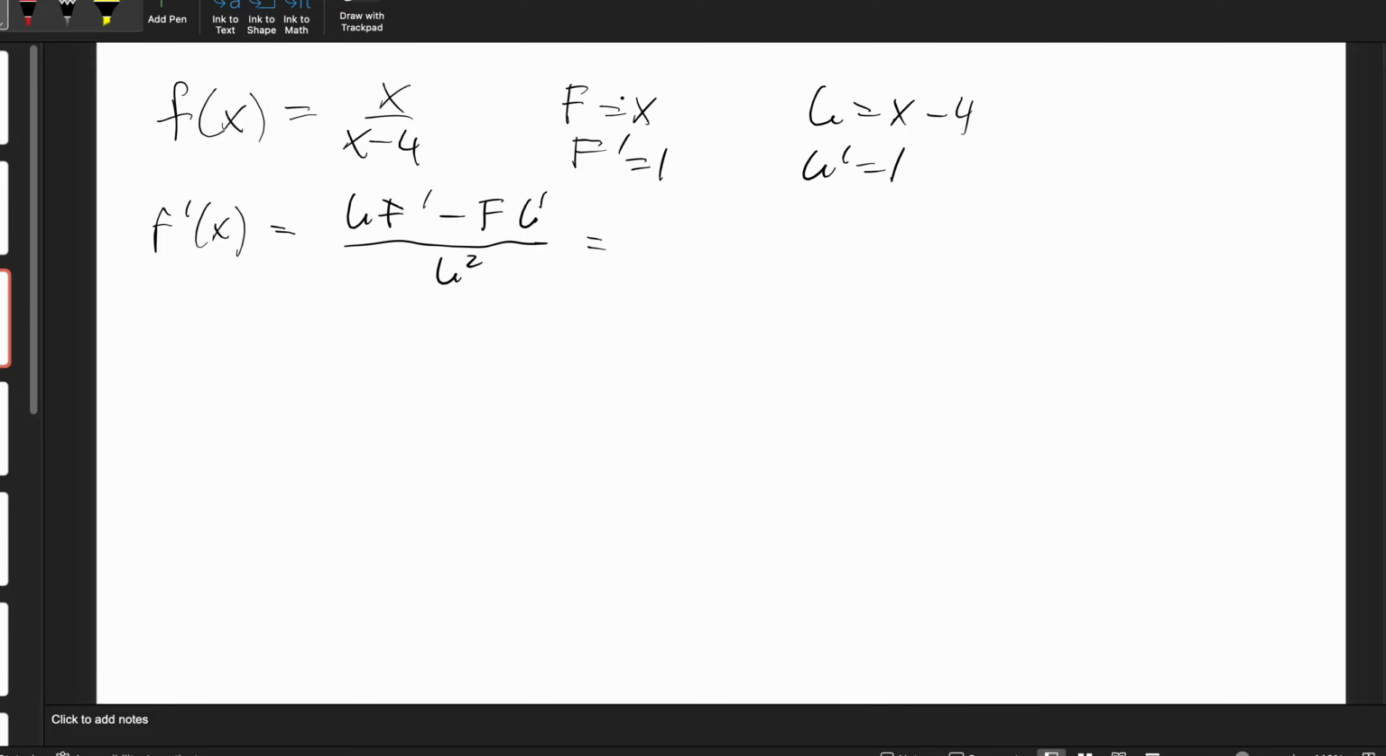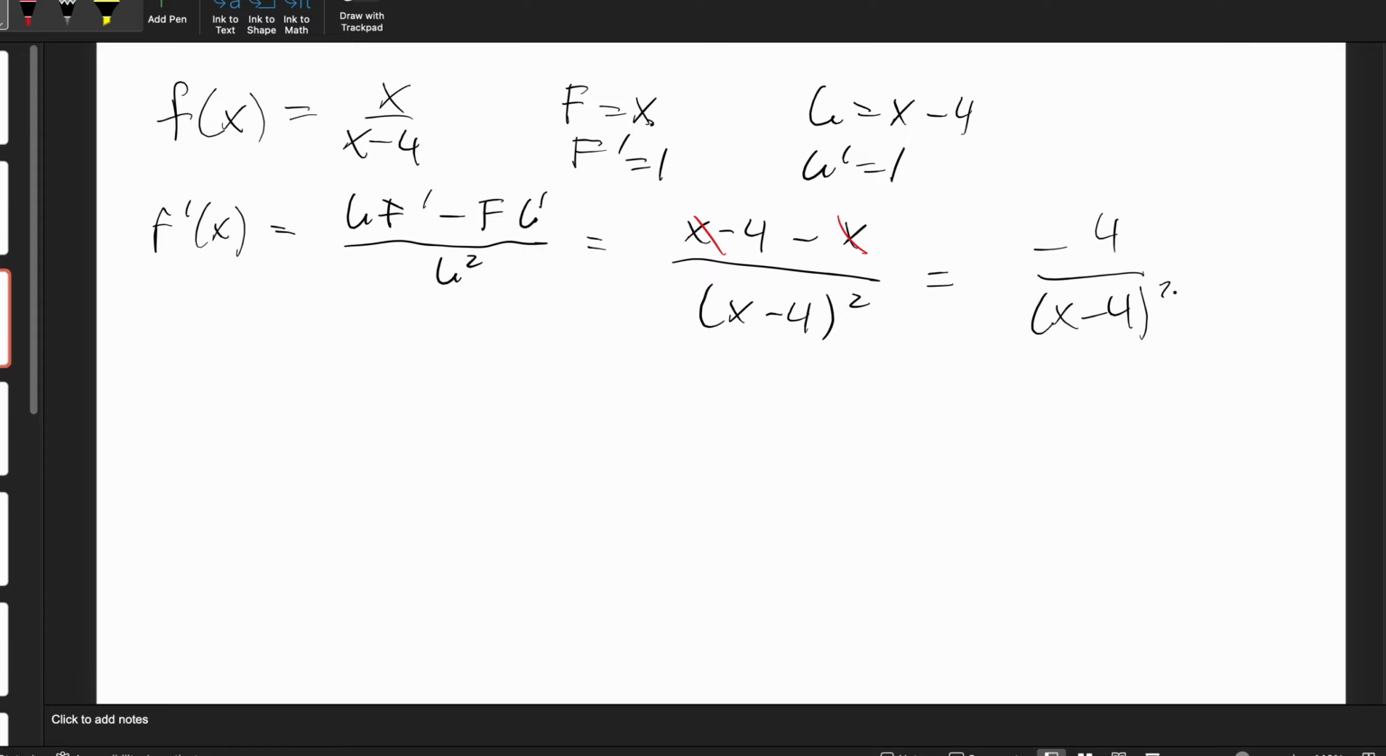So that's telling me that g f prime, that's going to be x minus 4 times 1 is just x minus 4, minus f g prime, which is just x, all over g squared. So it's x minus 4 squared. These x's will cancel, and I'm left with minus 4 all over x minus 4 squared is my f prime.